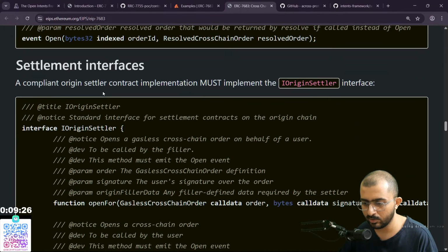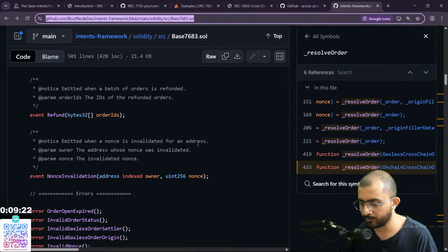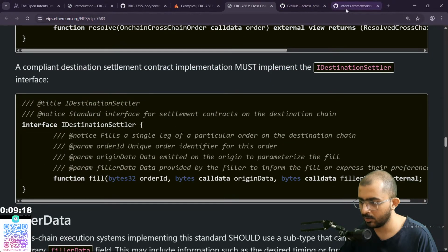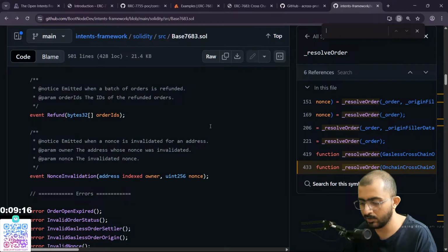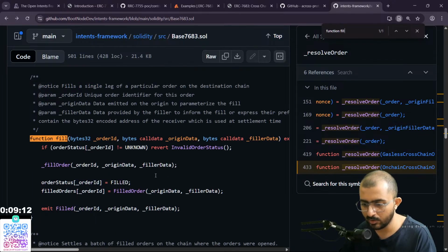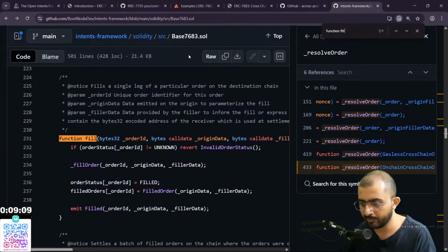We saw this interface, right? I origin settler. Did we see this one? Do we have fill function? Yeah, we have that too. So this contract implements all of those things together.